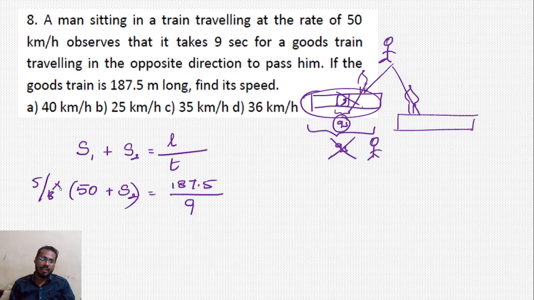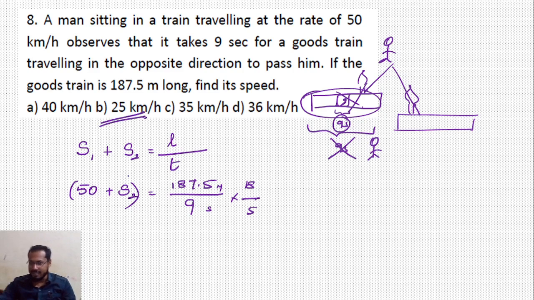Oh, sorry. I need to find the speed, right? So write 18 by 5 on this side. Convert this meter and seconds into kilometer per hour, because my answers are in kilometer per hour. Clear? Solve this. You will get the answer. I hope it was 25. Just solve this and get the answer. Let me also check whether it is 25 or not.